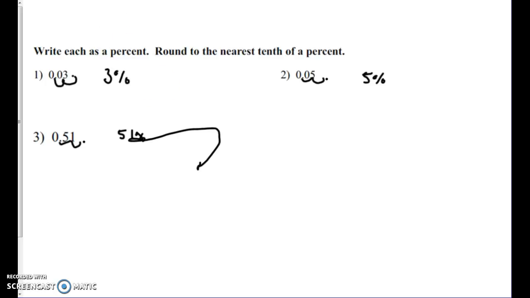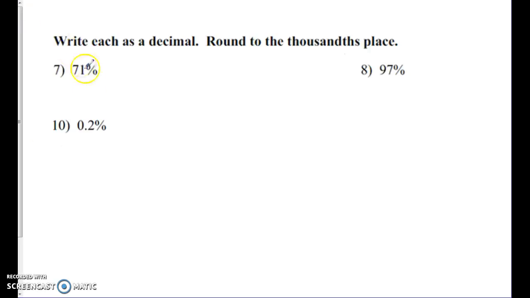But what I want to do is jump ahead, and I want to look at 71%, and I want to rewrite that as a decimal. So if I look at 71, my decimal's right here. So when I take a percentage, instead of me going to the right, I'm going to go to the left. So I'm going to go 1, 2. So 71% is the same thing as 0.71.